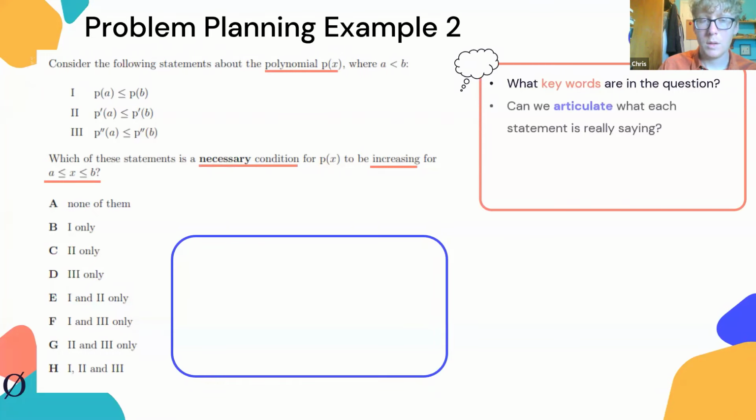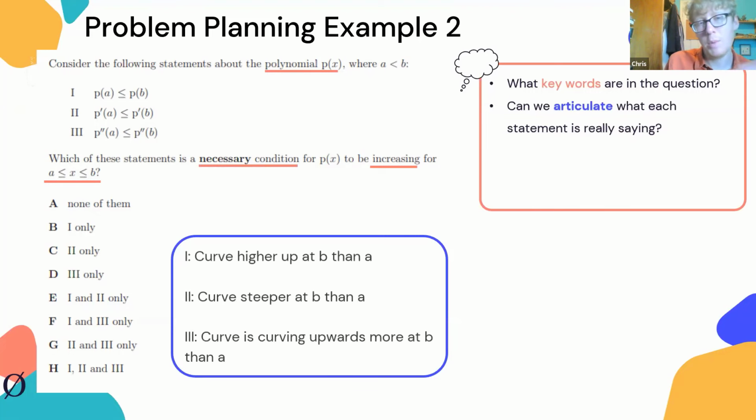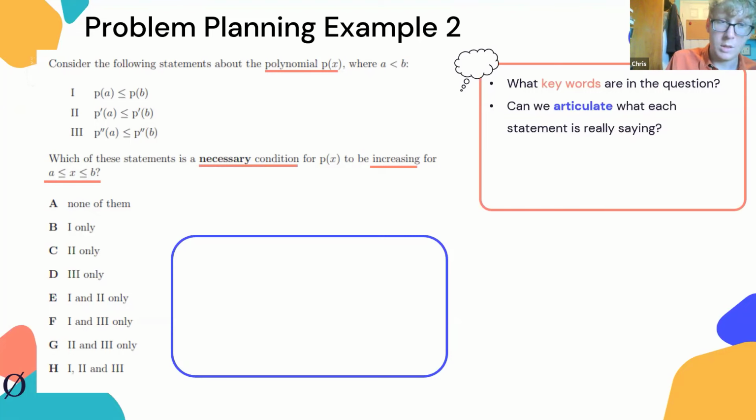Next, we've got these three statements, and they're a bit abstract, just in terms of letters. So can we articulate what each of them is really saying in words? Maybe it helps in your head to be thinking about a graph of y equals P of X. Statement one is just saying P of A is less than or equal to P of B. So the curve is higher up at B than it is at A.